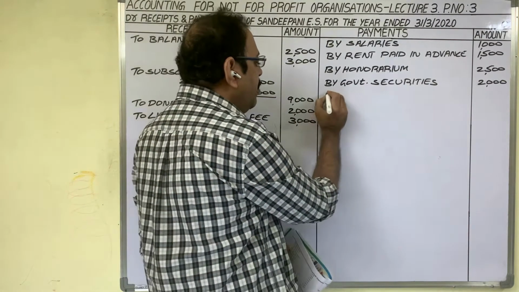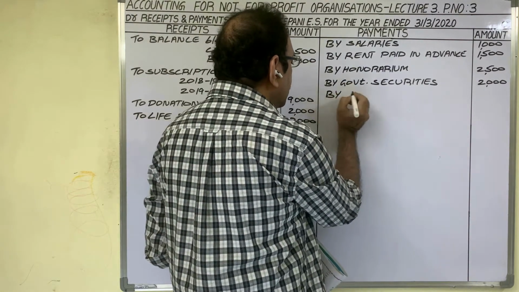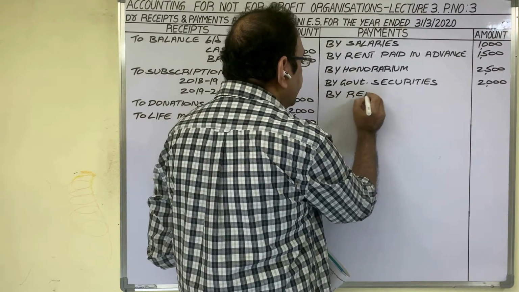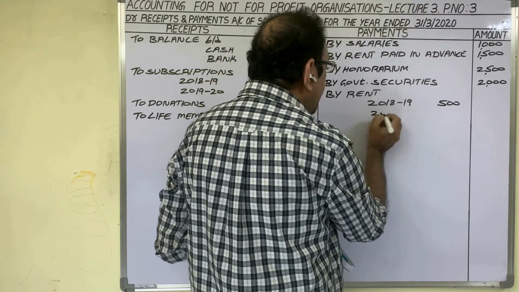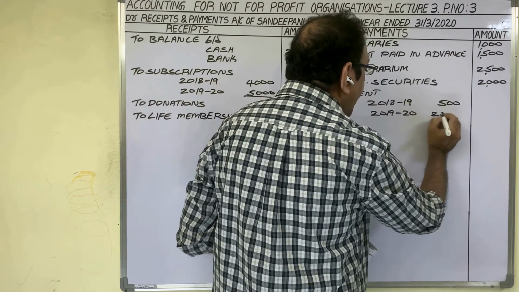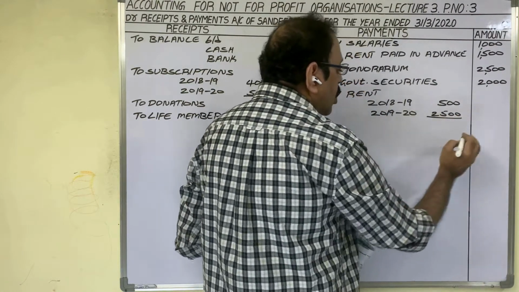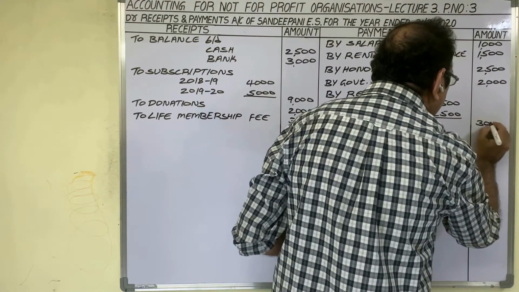Therefore, under payments we have to write these two expenses. By rent, last year amount 500 rupees, current year amount 2,500 rupees. Total in the outer column 3,000 rupees.